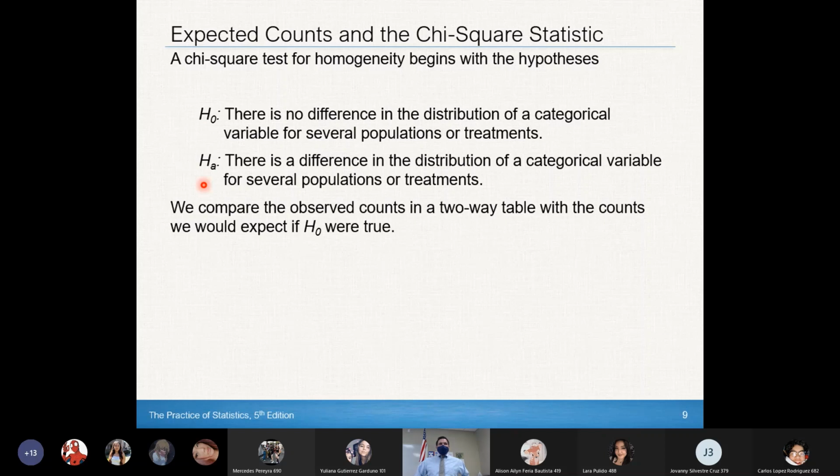This is very similar to how we write the null and alternative hypotheses for a goodness of fit test. The idea is to write essentially that there is no difference in the distribution of whatever the claim is. And then for the alternative, say that there is a difference and write the same exact thing again. We compare the observed counts in a two-way table with the counts we expect if the null hypothesis were true.